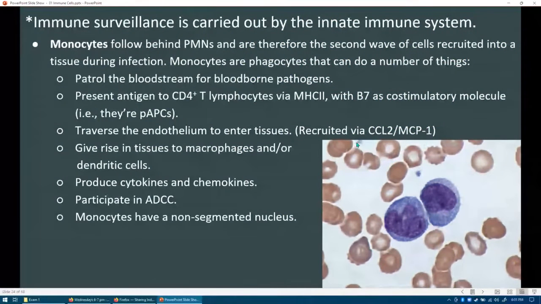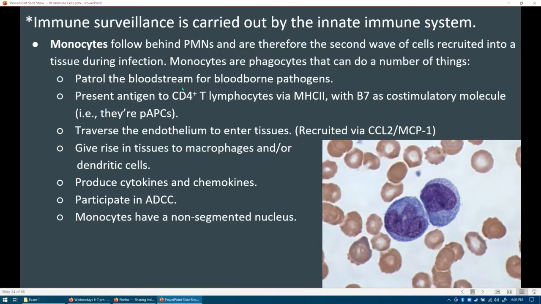Monocytes, on the other hand, are a little bit more involved. They are the second wave of cells that are recruited into a tissue, so they come after the neutrophils, and that's because they're recruited using a different cytokine. They are phagocytes, and they can do a lot of cool stuff that neutrophils are not capable of doing. This makes them a more mature defender than neutrophils.